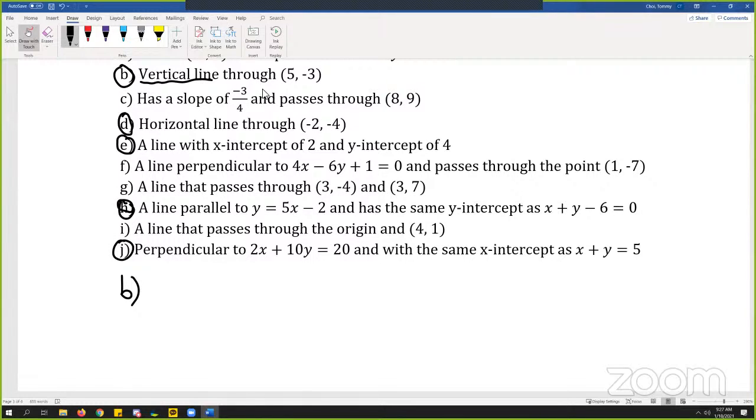You should already know that vertical lines have the equation x equals a number. And what's the number? Well, because we're talking about x, we just have to look at the x number. That's it. So it's x equals 5. There's nothing difficult about it, which means the horizontal line follows the same idea. Horizontal line is y equals a number. We know this, right? And since we're talking about y, we look at the y value, and that's -4. So it's y equals -4. That's B and D.